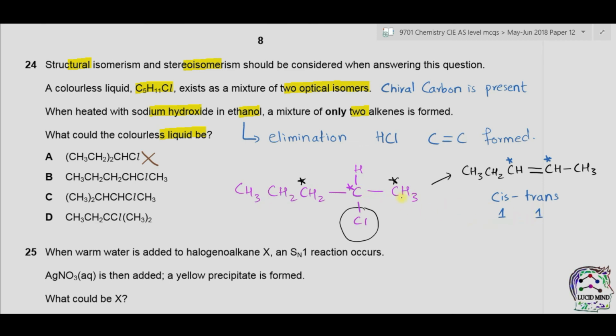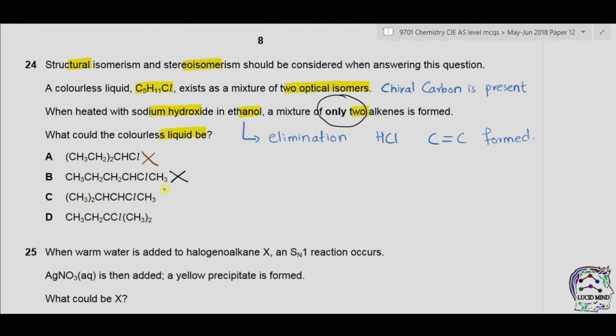In the second scenario, if the hydrogen atom is removed from this carbon, then the product formed will be like this. We have CH3, CH2, CH2. Then we have a carbon atom with hydrogen. Now a double bond is formed between these two carbon atoms. With this carbon we can see that both atoms are the same, so therefore cis-trans will be absent, only this product is formed. So in total we have 1, 2, 3 products that are formed, and all three are alkenes. As in the question only 2 alkenes were formed, B is incorrect.